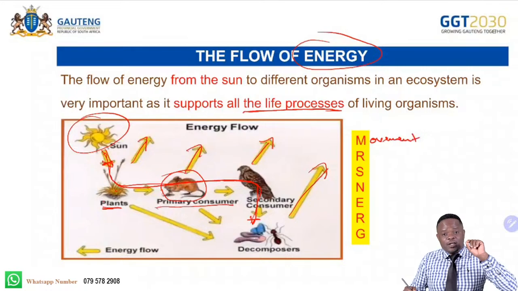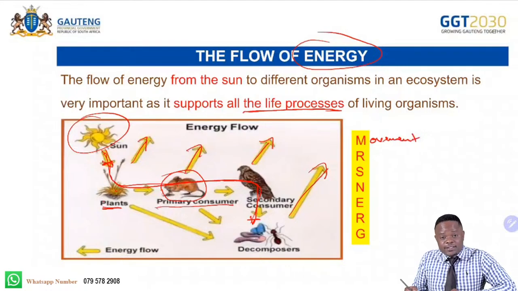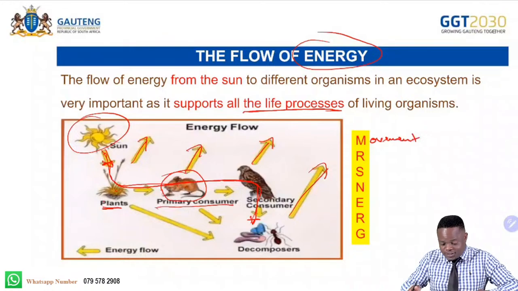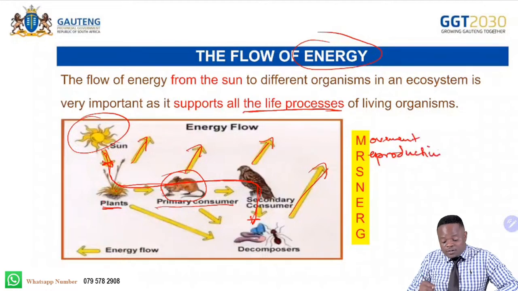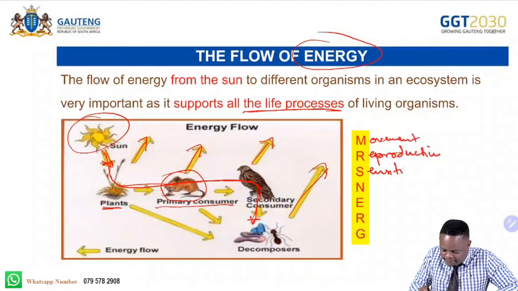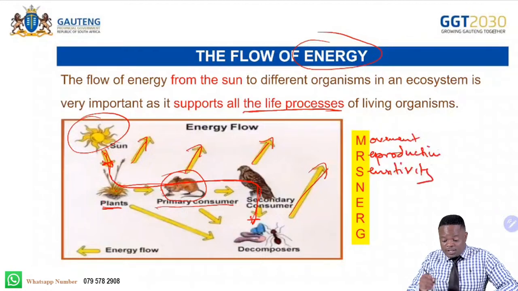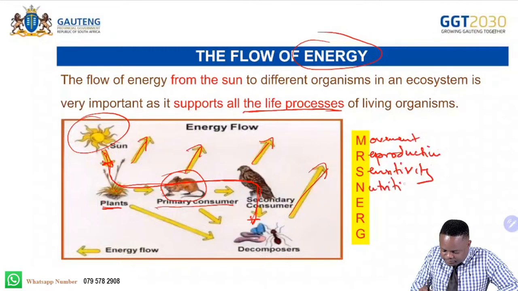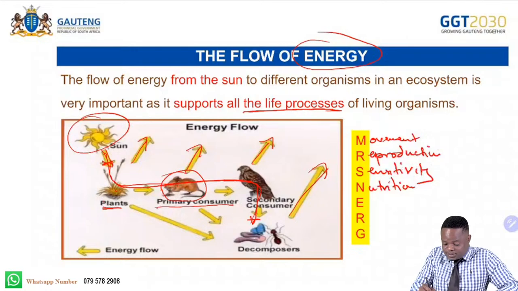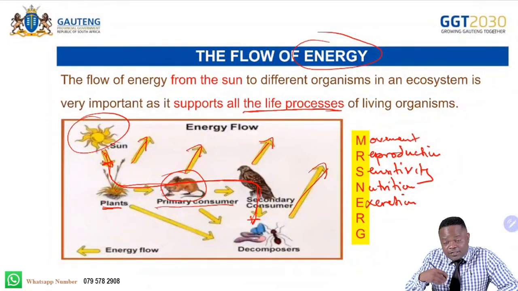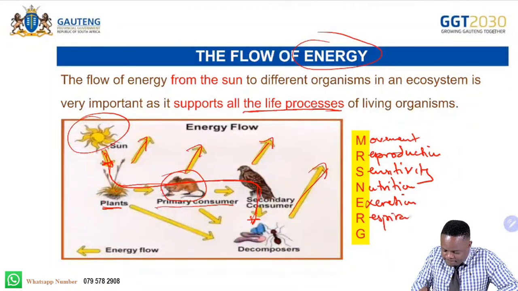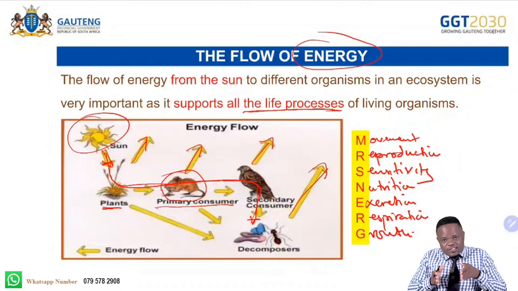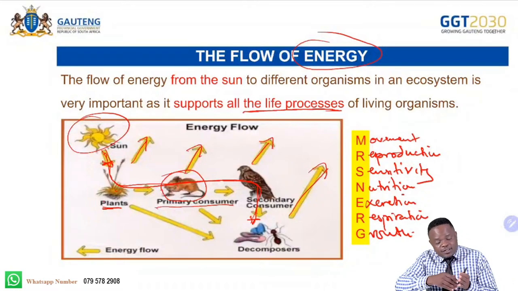But remember our seven life processes. Movement. Help me together now as we proceed. What else? We have reproduction. What about the S? That is sensitivity. You still remember all seven life processes? That is nutrition. What else? That is our excretion. I believe we are now seeing these seven life processes. And then we have respiration and growth.